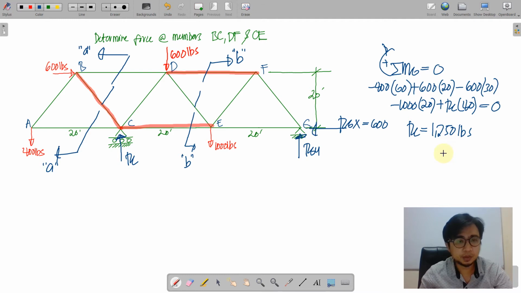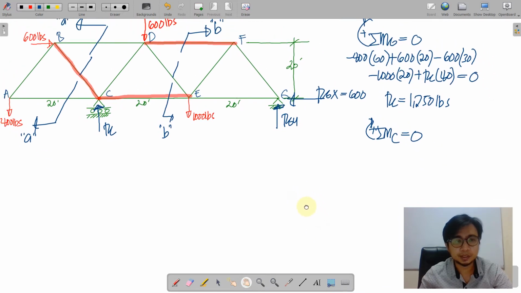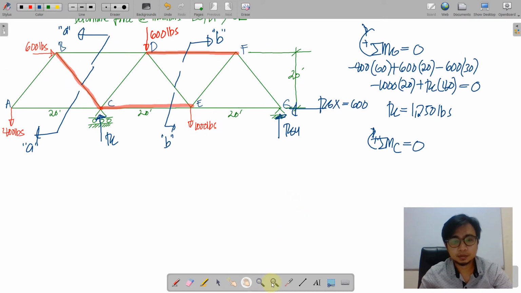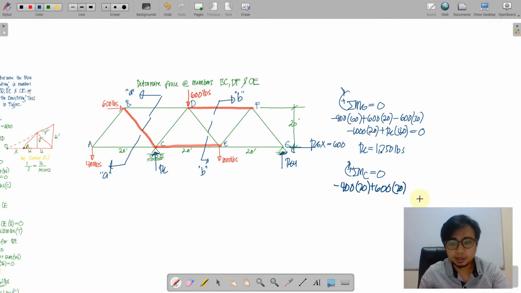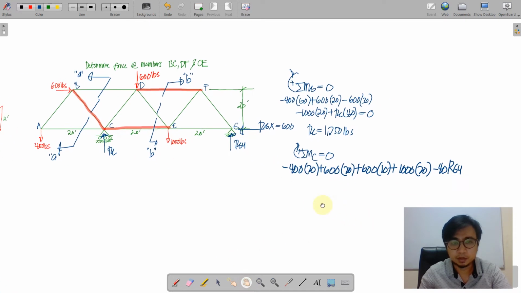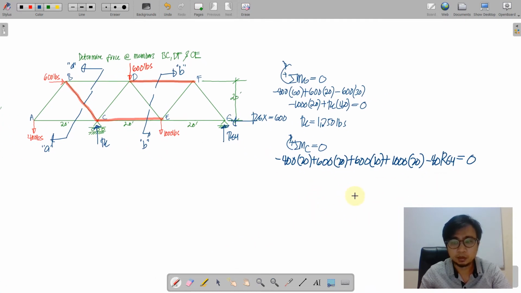So likewise, we take moments at the other support. We have summation of moments at C. We have the counterclockwise negative 400 times 20, plus 600 times 20, plus 600 times 10, this one, plus 1000 times 20, less this one, 40 RGY. Then we equate it all to 0. So we compute RGY to be equal to 750 pounds.